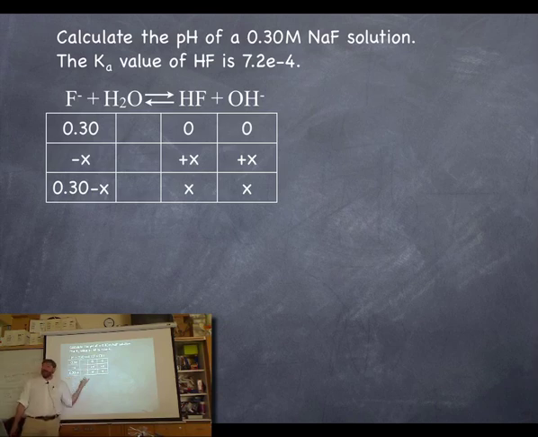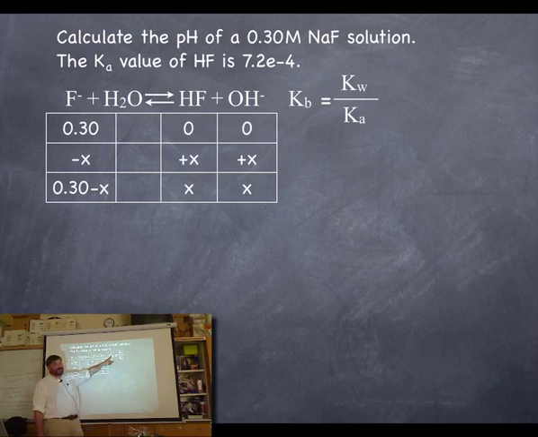Now, what do I need to set that equal to? What kind of equation is this? Is this an acid reaction? Nope. This is a base reaction, so I need a Kb value. So I'm going to find my Kb value from the Ka and the Kw. My Kb is going to be 1.4 times 10 to the negative 11.